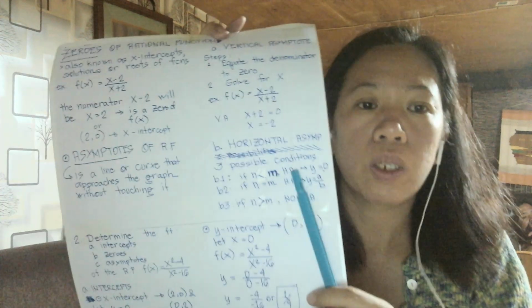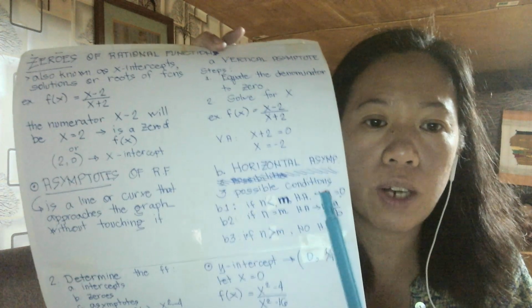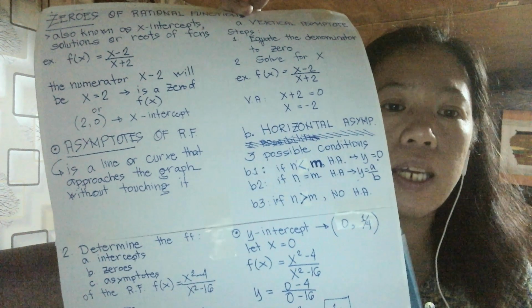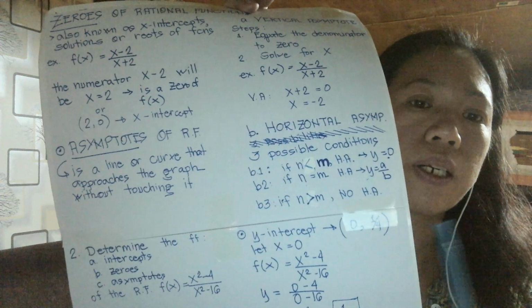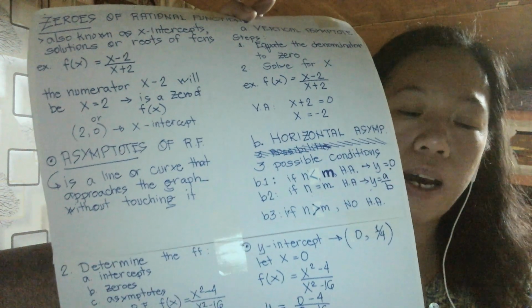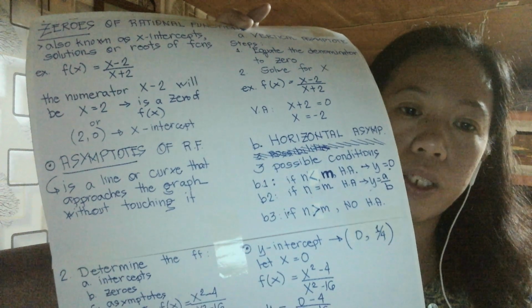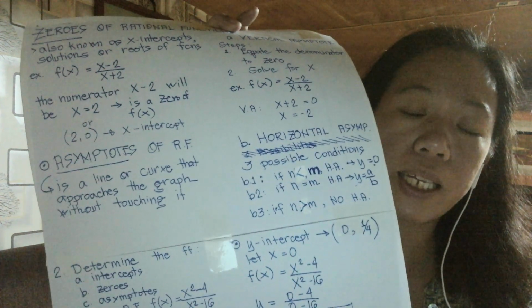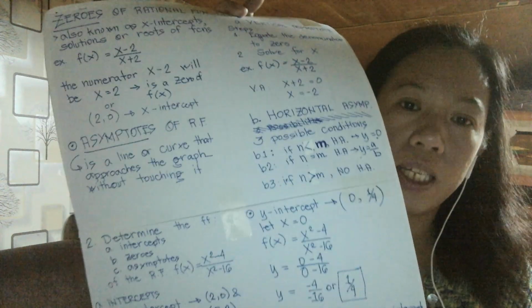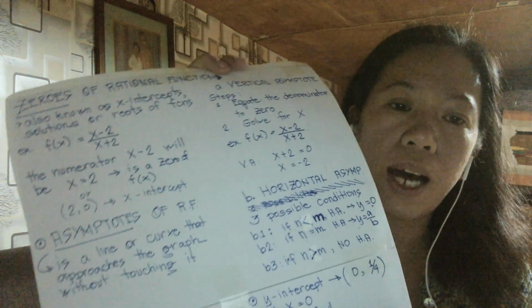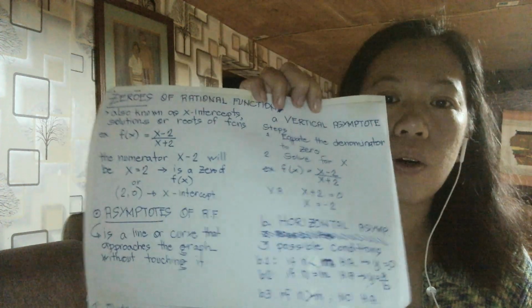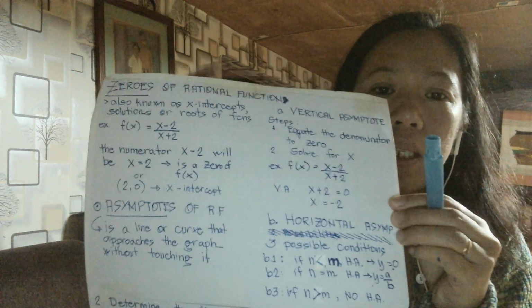Now the other part is the asymptote. So what is the asymptote of a rational function? An asymptote is a line or curve that approaches the graph without touching it. It will just be nearly approaching your graph, but it will never touch it. And we have two types of asymptote: the vertical asymptote and the horizontal asymptote.